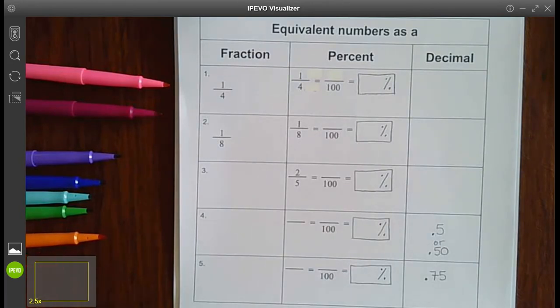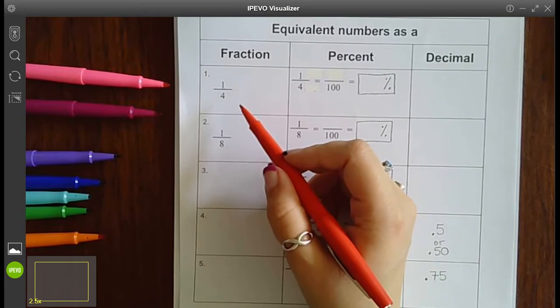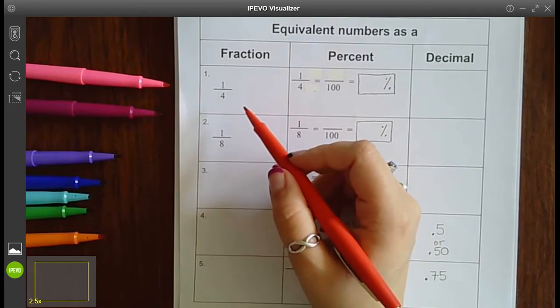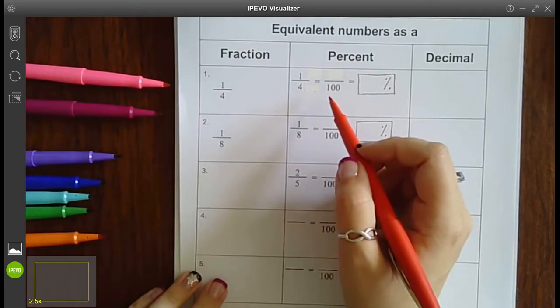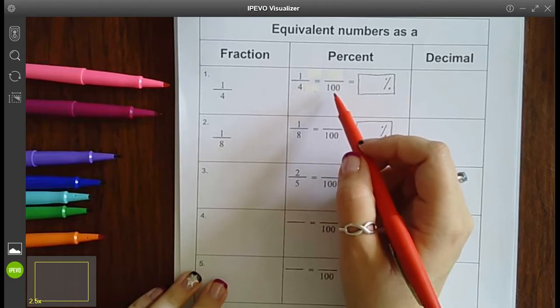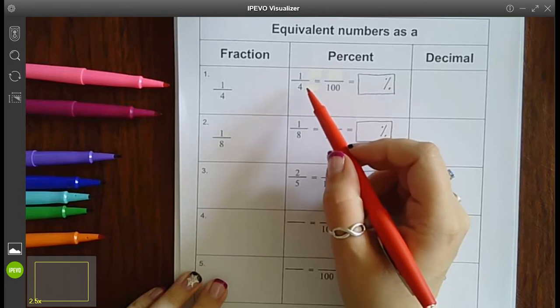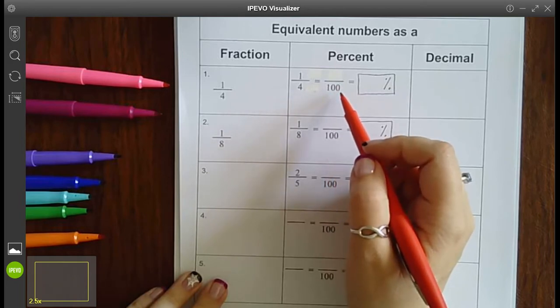So for the first one, it says 1/4. How do I change 1/4 to a percent? Well, one option is anything over 100 is a percent. So if I can get this denominator to become 100, then I'll know what 1/4 is as a percent.